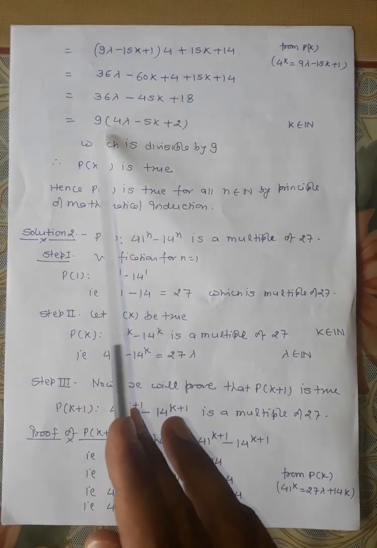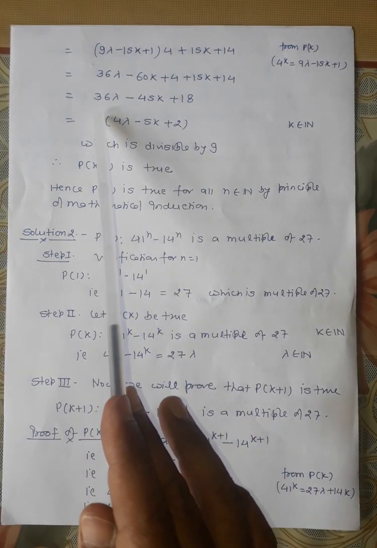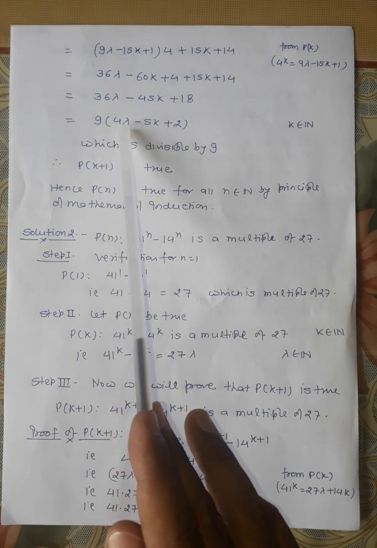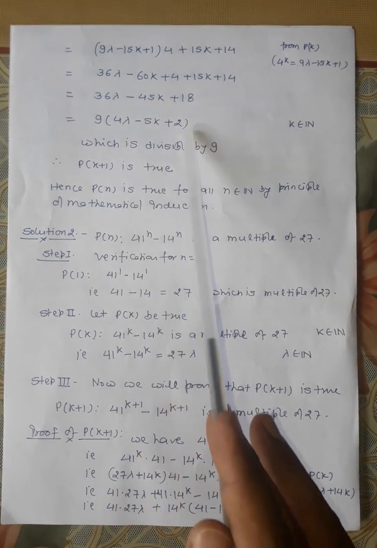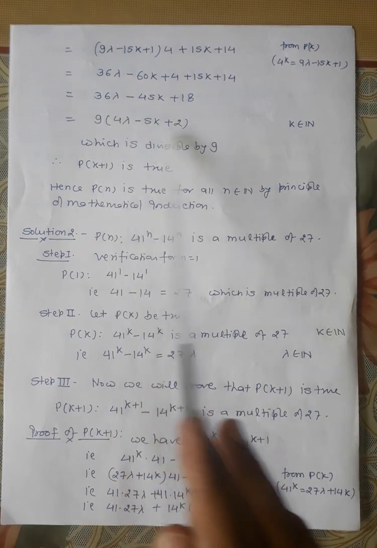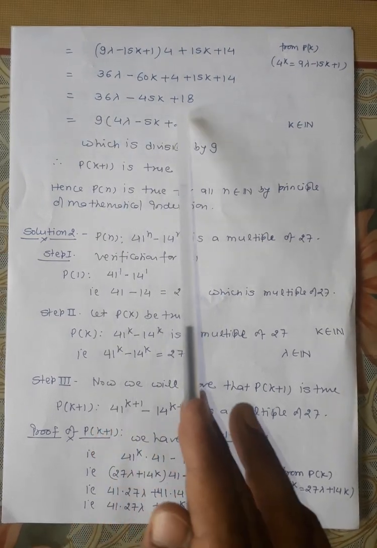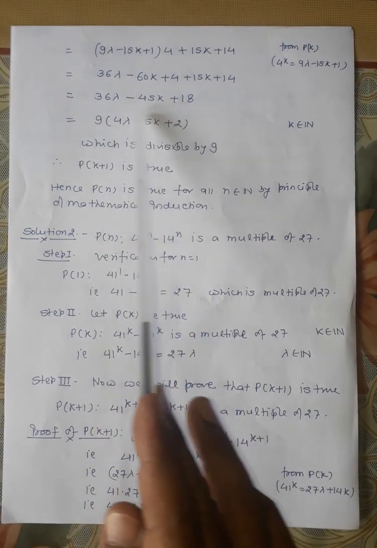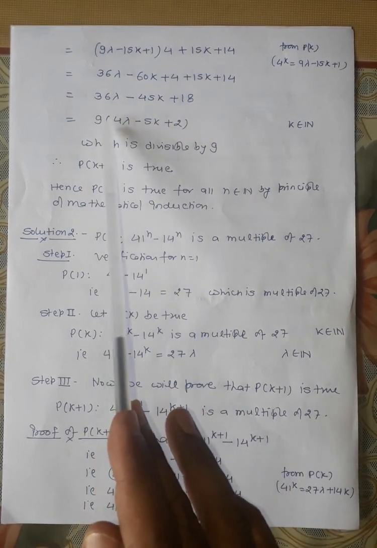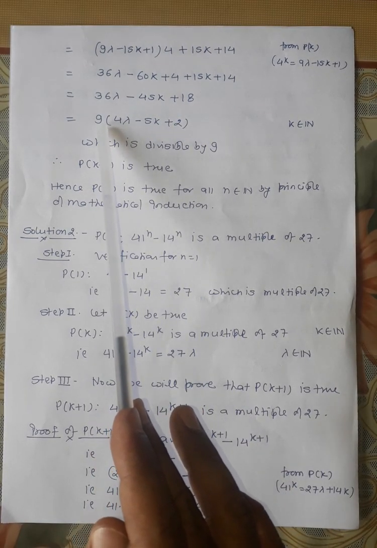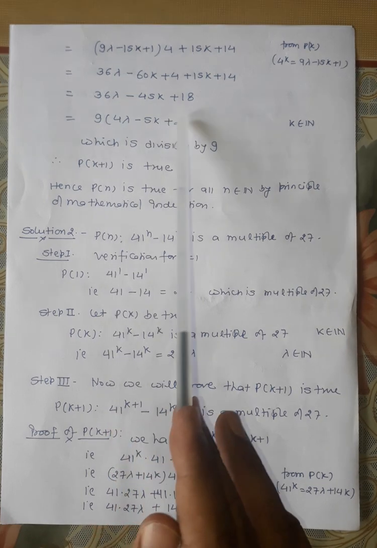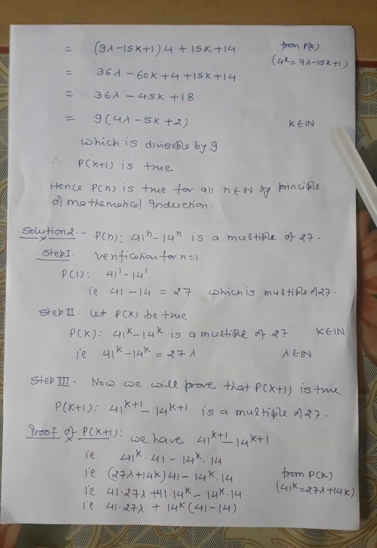From this we can take 9 common easily. So 9 4s are 36, 9 5s are 45, 9 2s are 18. So after taking 9 common, it is clearly visible that this P(k+1) is a multiple of 9, because it is written in the form of a multiple of 9. So definitely it is a multiple of 9. And in the beginning I told you, if any number is a multiple of 9, then definitely that will be divisible by 9 also.